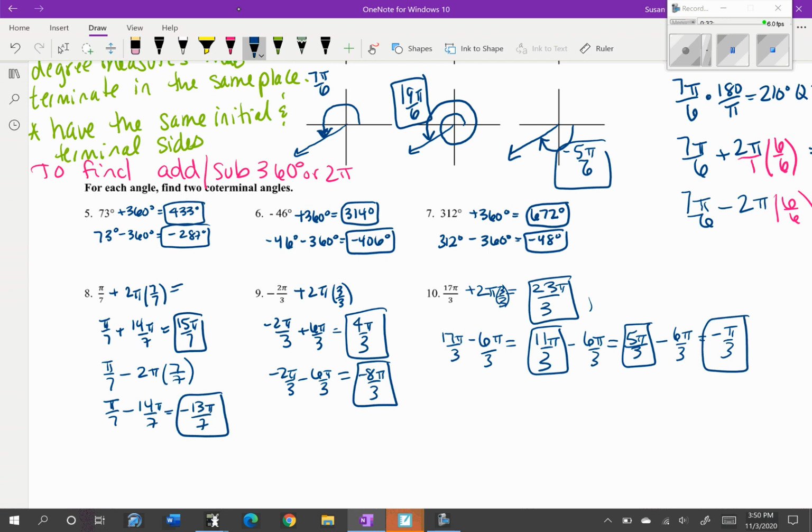So I could have used any one of those positive ones for the positive answer, and then this one would be a negative one. And of course, I could keep subtracting 6 pi over 3 to get another negative solution. And that's it for our coterminal angles.